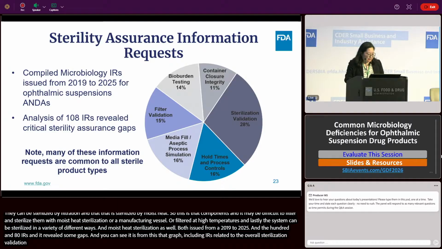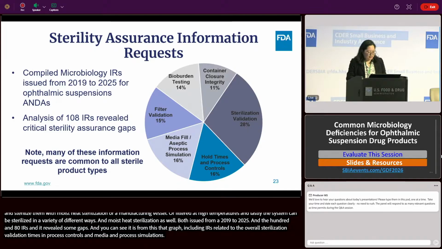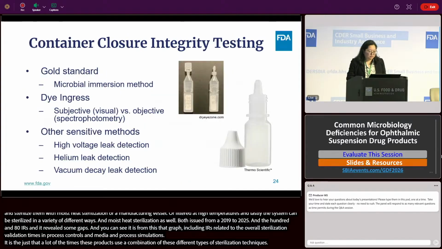Just as a side note, a lot of these types of IRs are common to all types of sterile drug products. It is not just focused on ophthalmics. It's just that a lot of the times these ophthalmic products use a combination of these different types of sterilization techniques. So let's get into more details on some of these IRs.